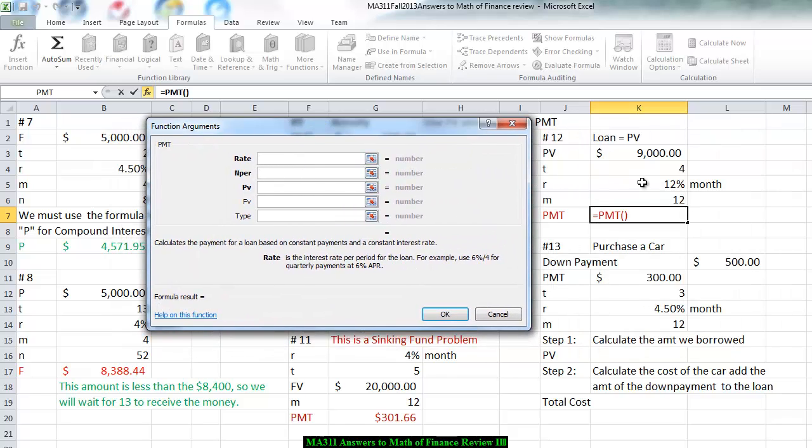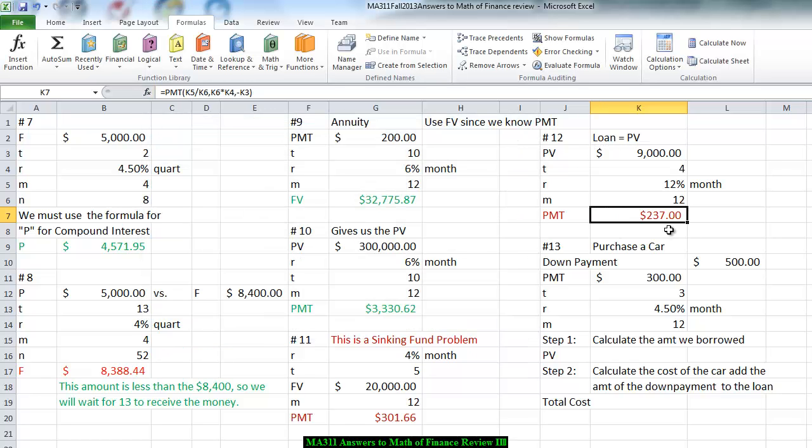Again, the interest rate is going to be the I, which is the 12% divided by the 12. The N per is our M, which is the 12, times T, which is 4, gives us 48 payments. And the PV, which is the loan, again, we have a negative number, is $9,000. And we notice that the answers are in 2 places. And that tells us that if we pay $237 per month, we will pay off the amount of the loan.